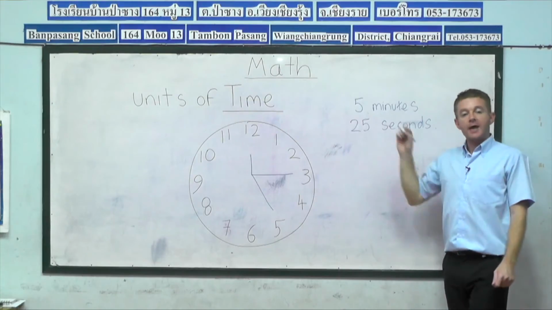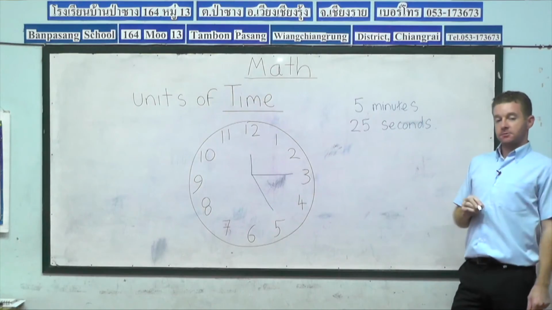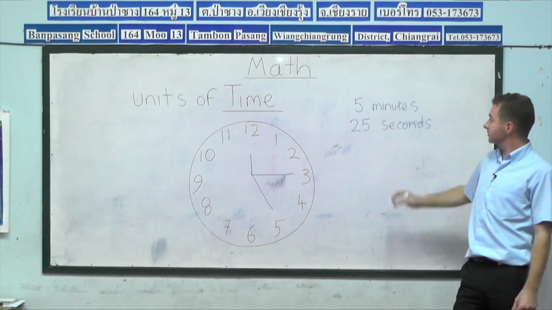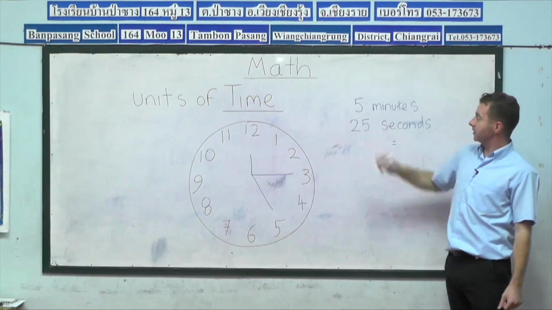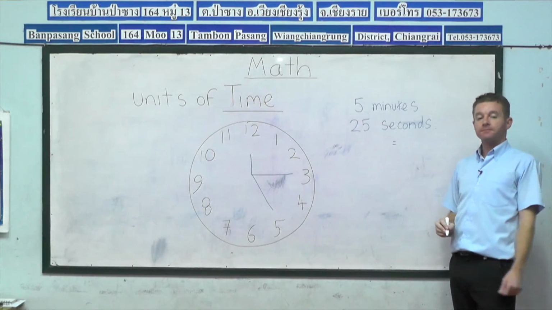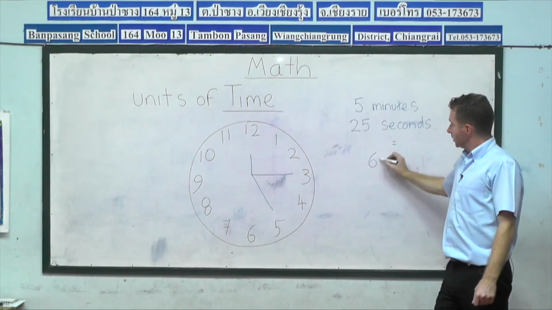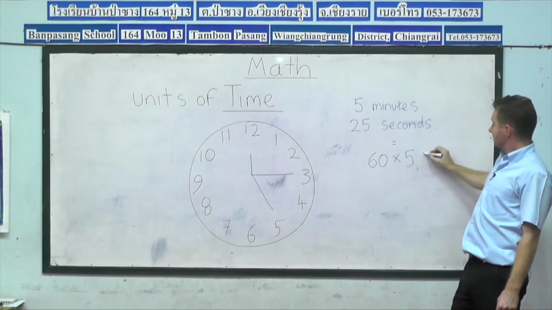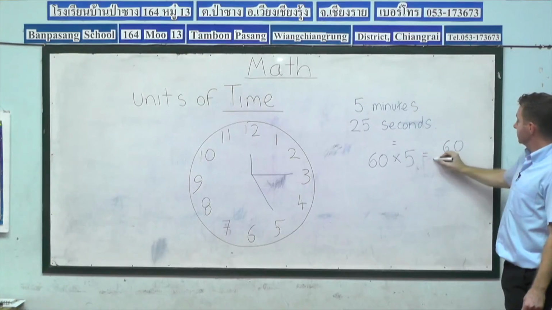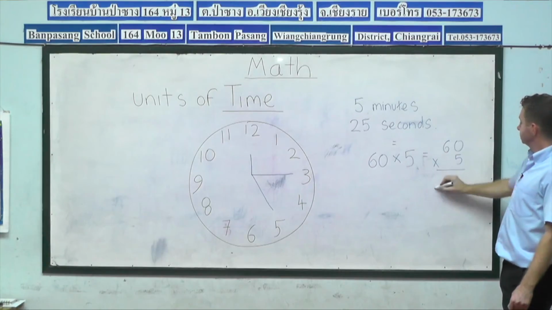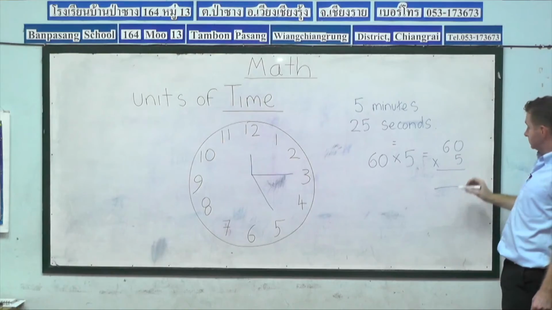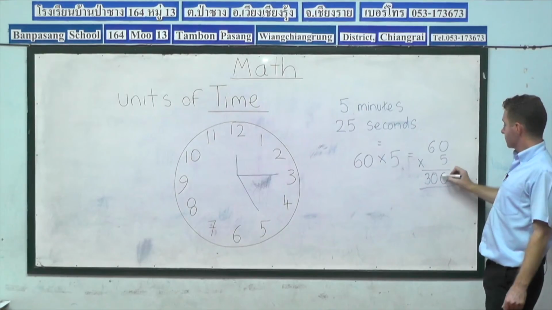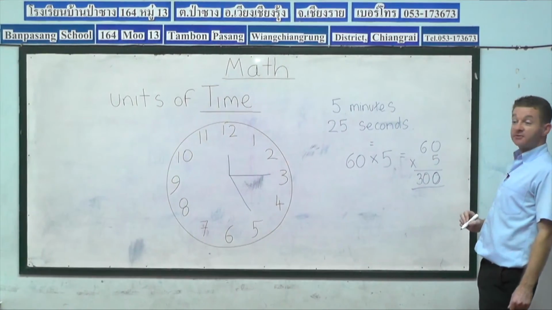Okay, so what I want to know, how many seconds in 5 minutes and 25 seconds? So what we need to do is take the minutes first. How many seconds in 1 minute? 60. So I need to times by how many? 5. Okay. So let's do 60 times 5. 5 times 0. 5 times 6. 300. Am I finished yet?